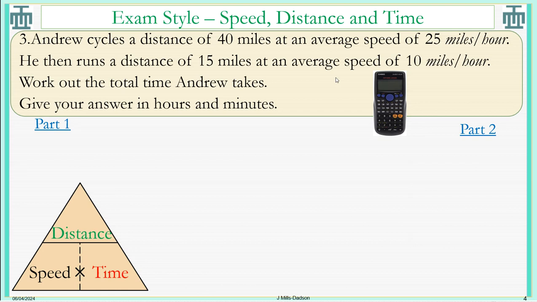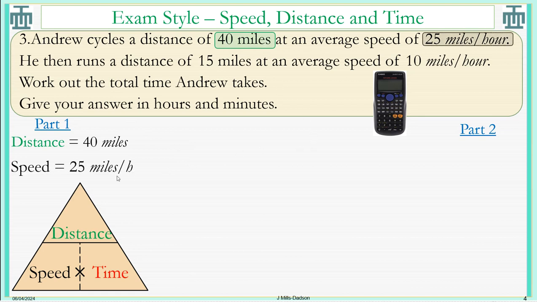So here, let's look at the question in two parts. First part, let's consider what happens when he cycles, and the second part when he runs. So if you look at the information in the first statement, you could see that we have a distance of 40 miles and we have speed 25 miles per hour, and what is missing is time.